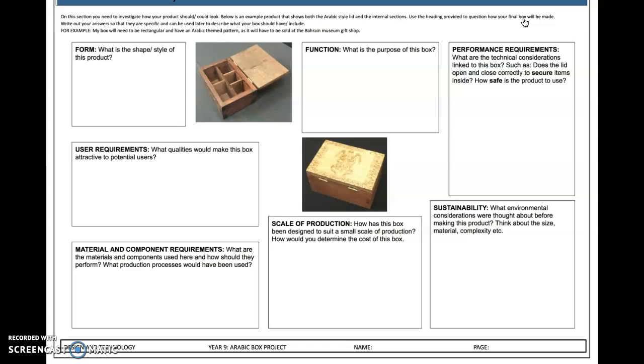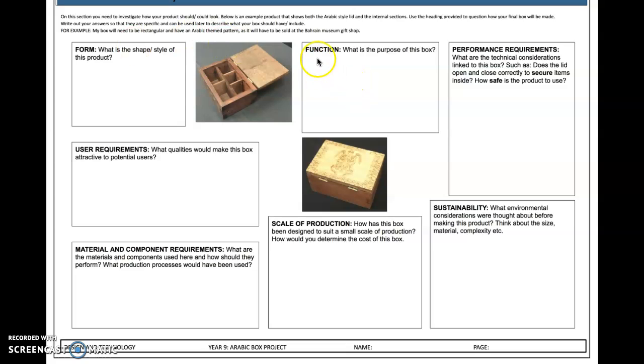So this slide involves a little bit of research, and it's really just to get you to think about what the Arabic box project entails, what you need to do, and when designing a product, some of the things you need to consider. So you'll see here that we are talking about form. Form relates to what a product looks like, its shape, its style. You can talk about that, and you can use the pictures as a little bit of guidance as to what form the Arabic box is going to take and why.